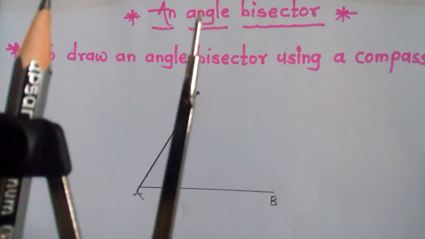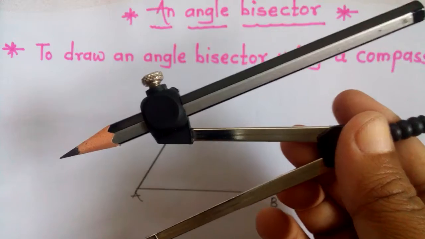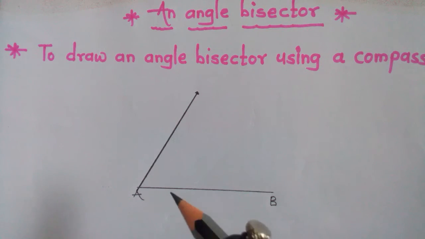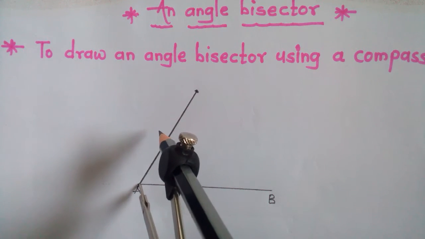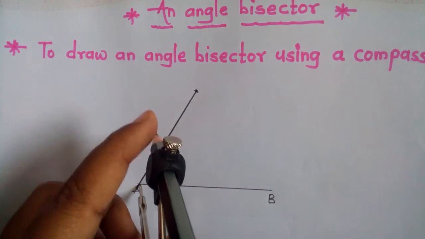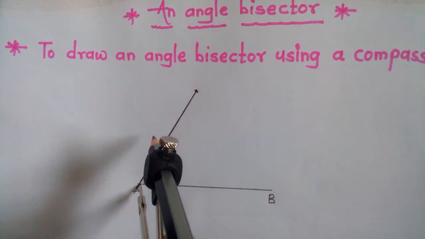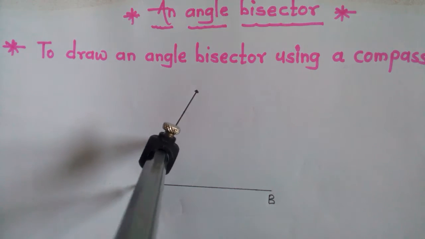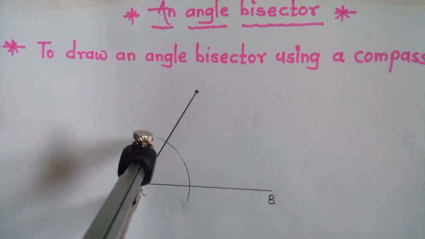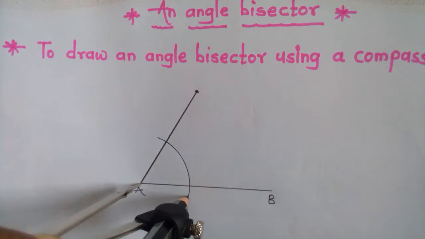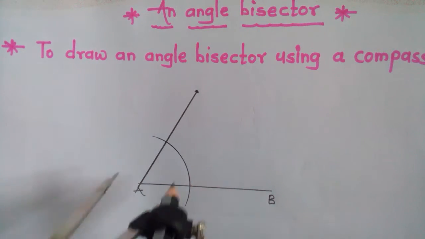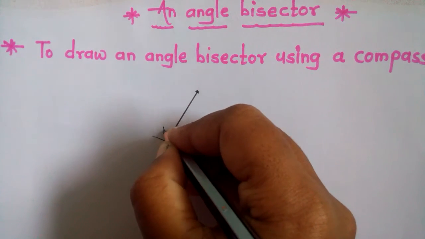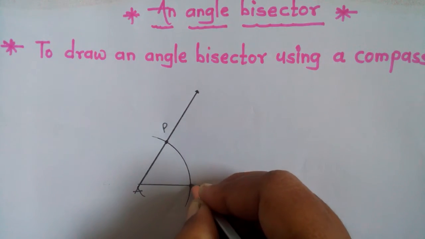Then we take the compass. We have to take a convenient distance and draw the arc. Suppose I took this distance, and here we draw the arc. Likewise, we draw an arc here. Then here also we will give the names. Suppose this is P and this is Q.